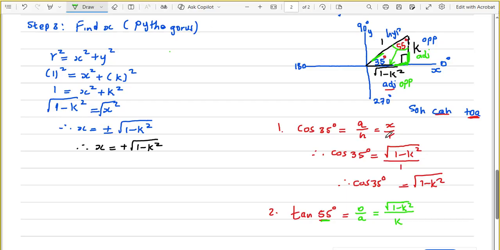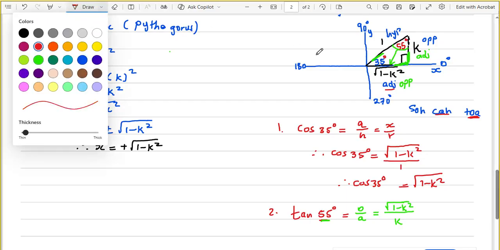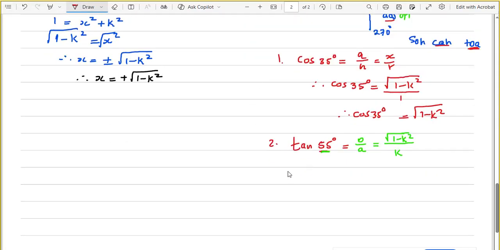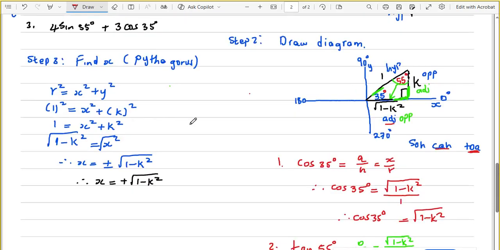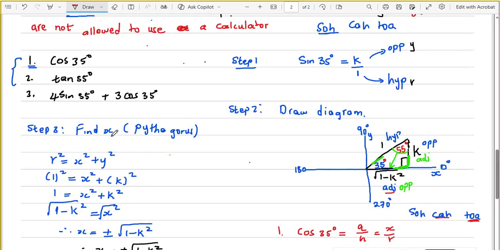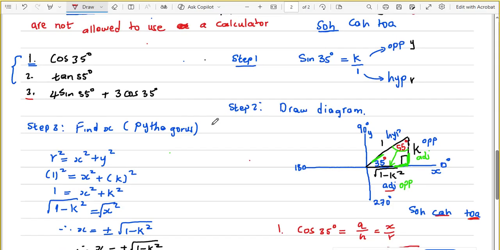Yes, sir. 100%. So this tells you that the answer for the second question is tan 55 equals the root of 1 minus k squared over k. And then we can answer number 3. On number 3, they want us to find 4 sine 55 plus 3 cos 35.